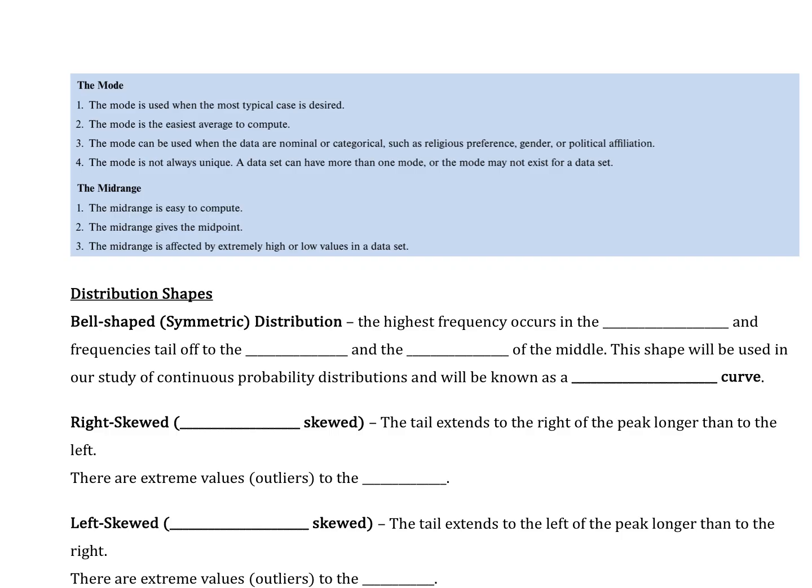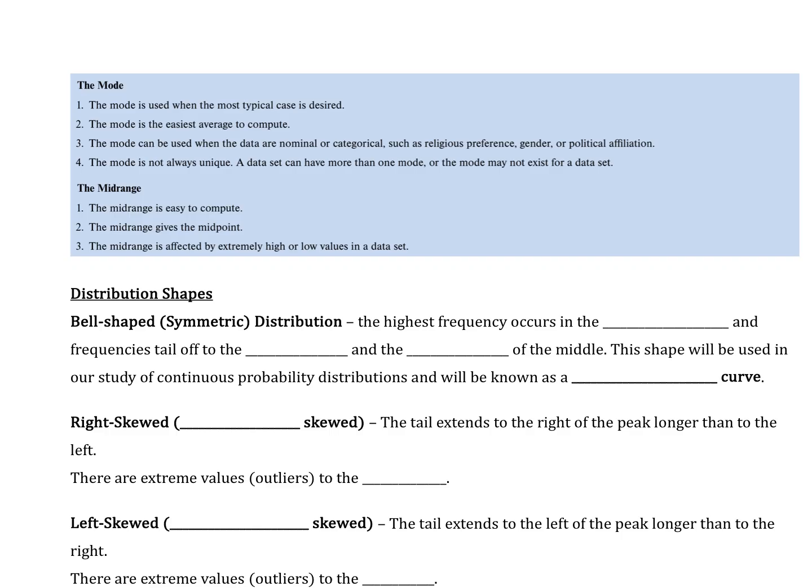Mode is used when the most typical case is desired. It's the easiest average to compute. It can be used when data are nominal or categorical, such as religious preference, gender, or political affiliation. It is not always unique. It can have more than one mode, or it may not exist. And then mid-range is very easy to compute. It gives the midpoint, and it is affected by extremely high or low values. So that's just sort of characteristics that you may need to know whenever you're answering questions about those four things.